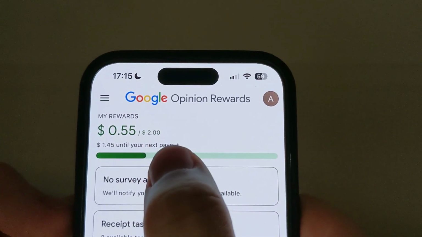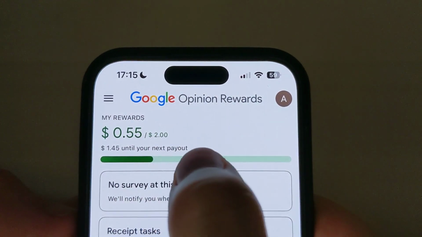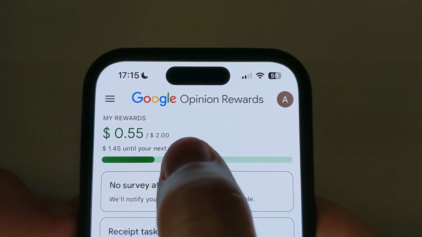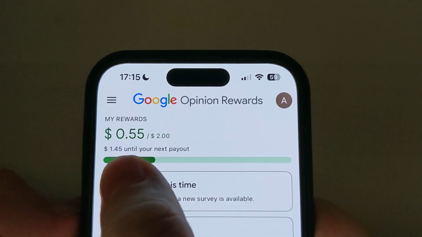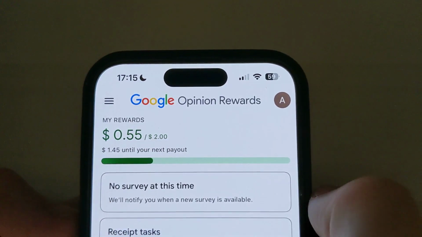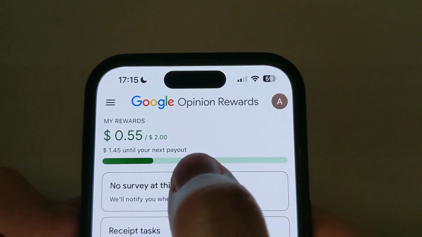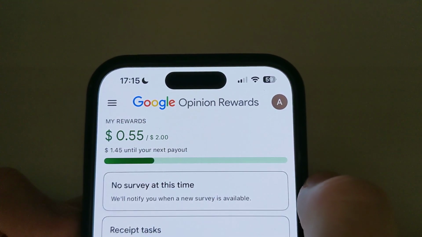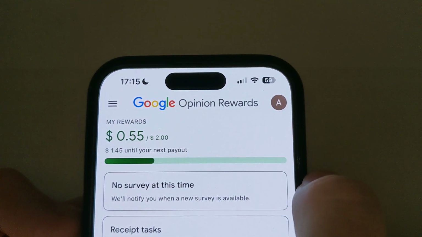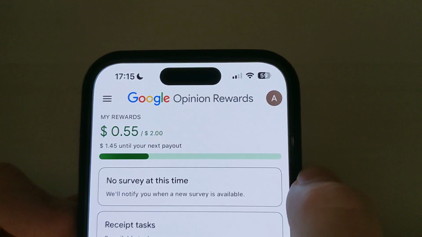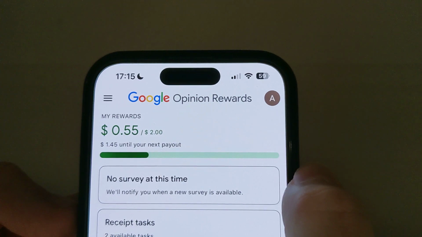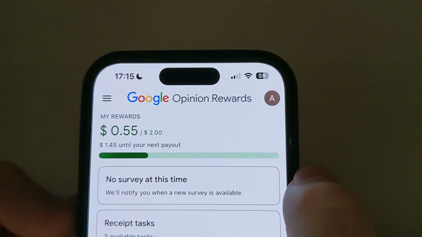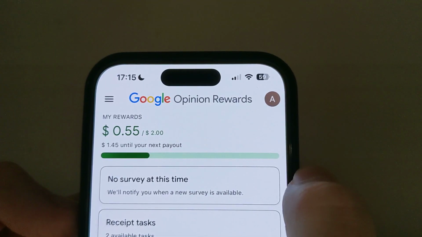you have to wait until your payout minimum is $2. So I have 51 cents. Still need $1.45 until your next payout, until my next payout. Then I get my money on PayPal. So then I can pay for Robux using my PayPal debit card or just PayPal account or Apple Pay.